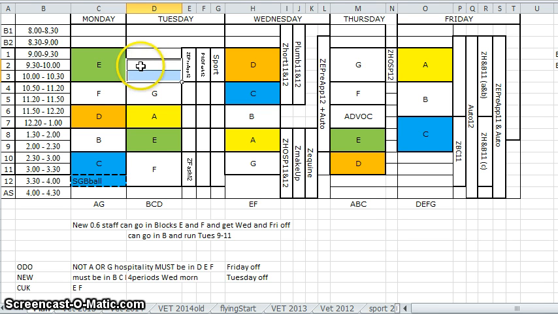So the other feature of our timetable is that we finish at 2:30 on a Friday, so there aren't too many schools that can boast that, so that's another nice feature of the timetable. In the next lecture I'll go through how I fit the kids into these blocks. Thank you.